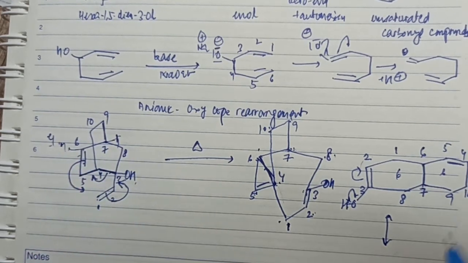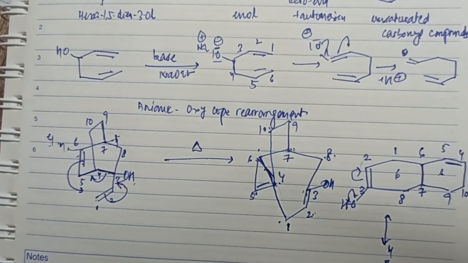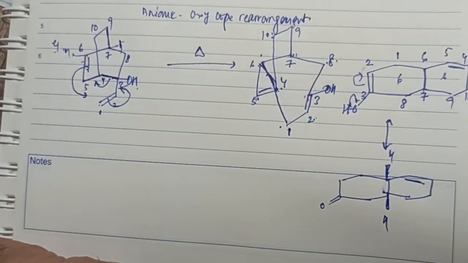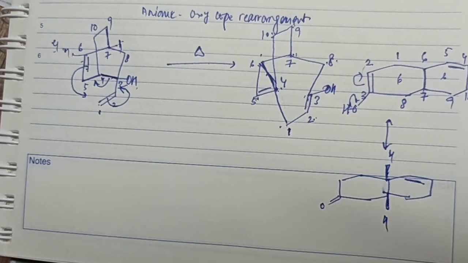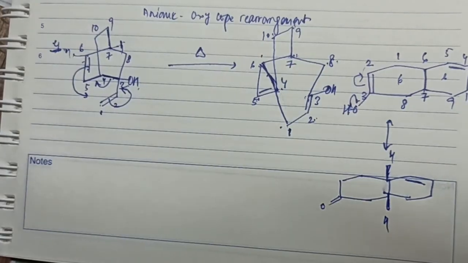Both hydrogens are in a similar position, so both hydrogens can be drawn above the plane, or both hydrogens can be drawn below the plane. So this is one example of your oxy-cope rearrangement.